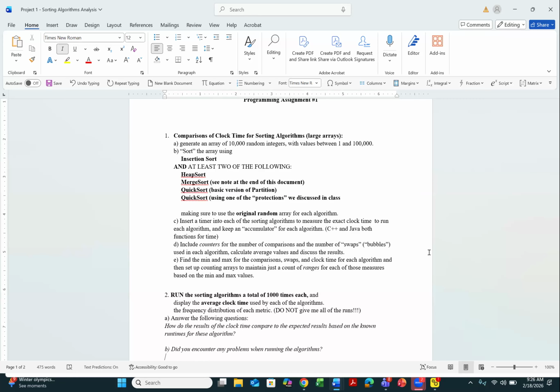I want you to see the difference between merge sort and quick sort, or merge sort and heap sort, or quick sort and heap sort. Two out of those three. If you want to do all three, fine. It'll make your program more interesting. It's not going to significantly increase the work. It'll just give us more data to look at. So I wanted to see an average runtime, the minimum runtime, the maximum runtime.